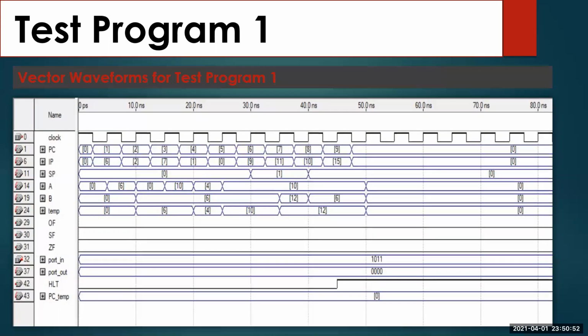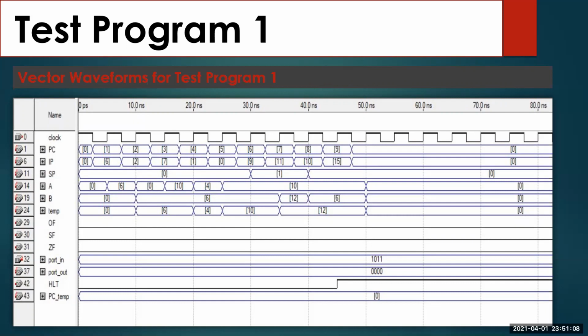Next, we have sub AB. When instruction pointer equals 1, A is subtracted from B, 10 minus 6, and the result 4 is stored in A. Next, we have add AB. When instruction pointer is equal to 0, A is added to B, 4 plus 6, and the result 10 is stored in A. Next, we have push B.